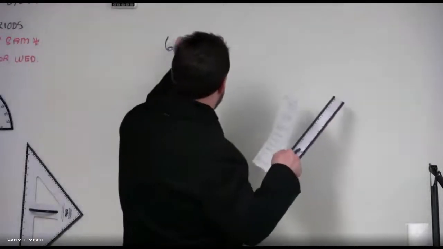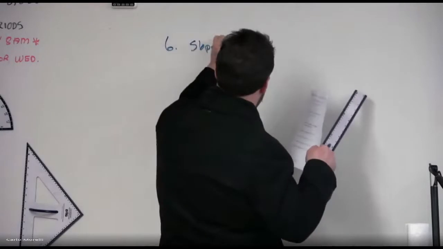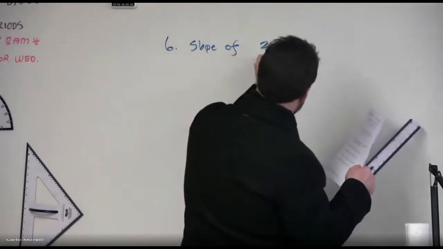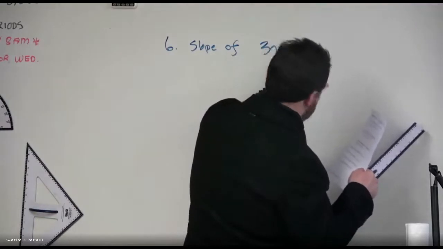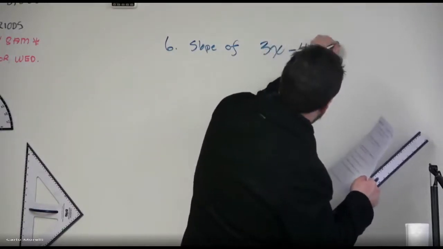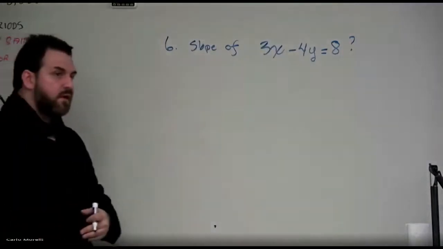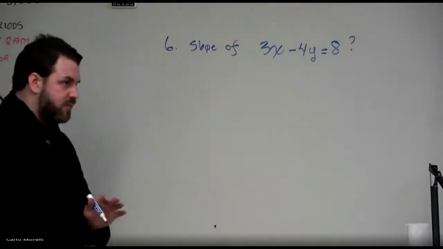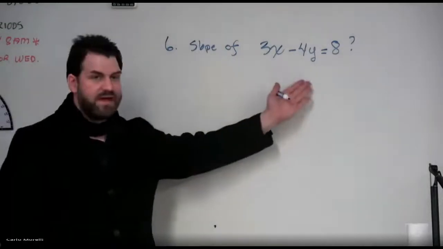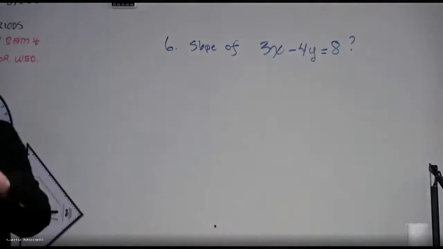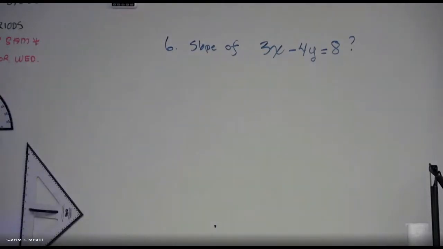It wants to know the slope of, and then it gives us 3x minus 4y equals 8. Okay, what is the slope of this? Okay, you've got 3 options. I'm going to give you some choices. What type of line equation is this? Is this slope-intercept, point slope, or standard?